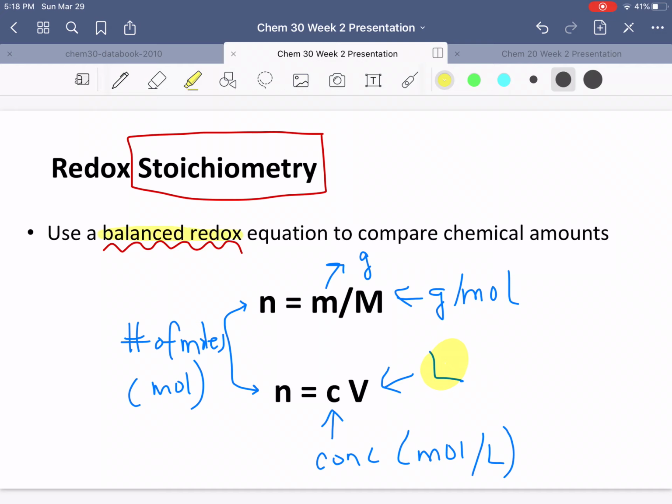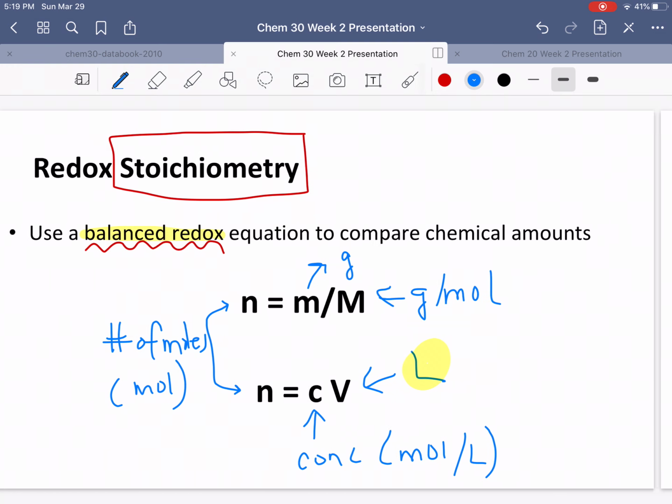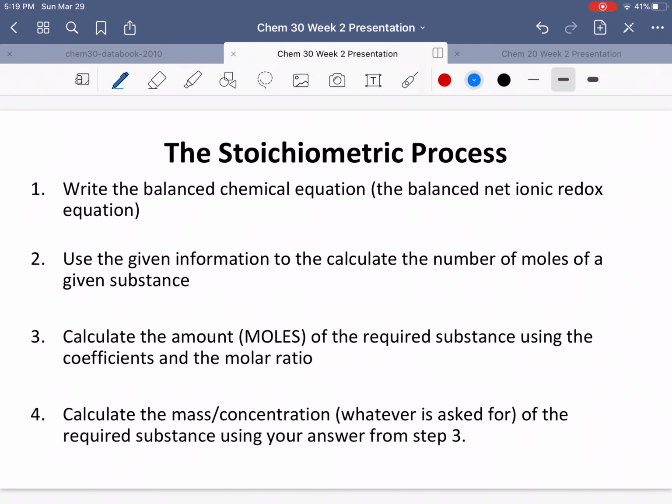This is how this relates into what we've been doing. Stoichiometry means we need balance. So we need a balanced reaction. Okay, just a quick reminder, this is total review from Chem 20, the stoichiometric process. And let me say it again, the reaction has to be balanced.